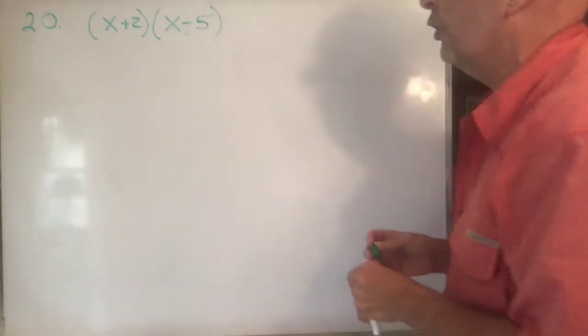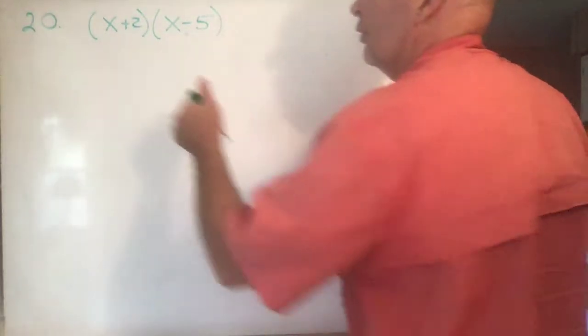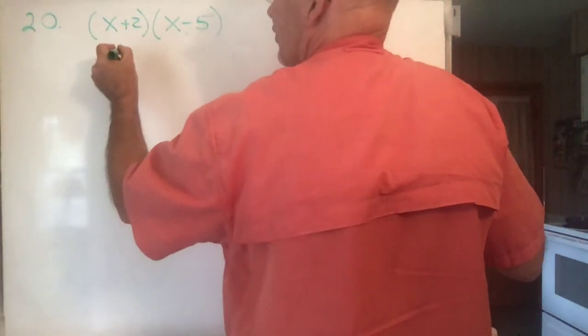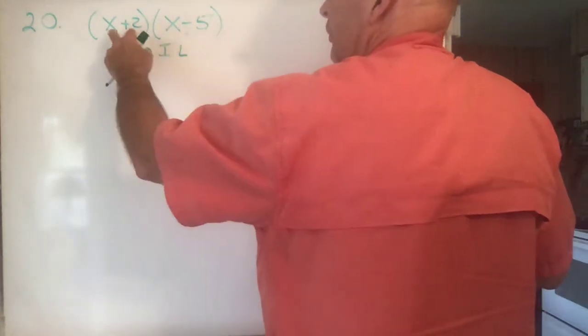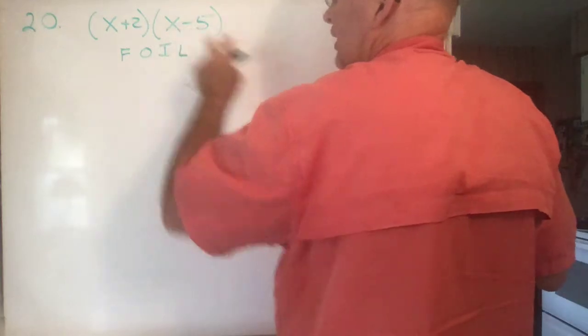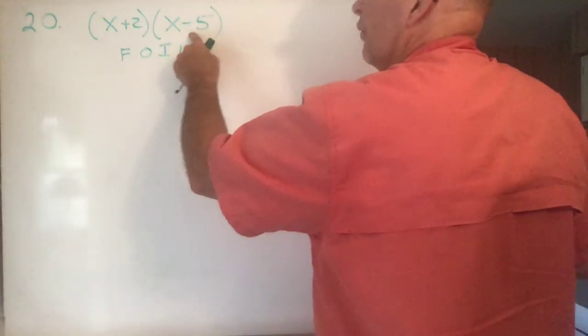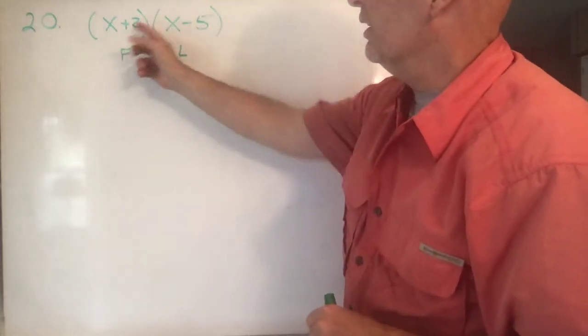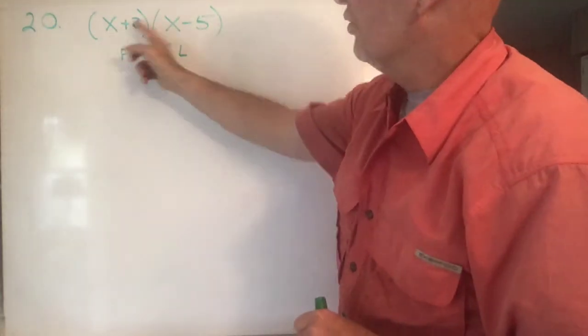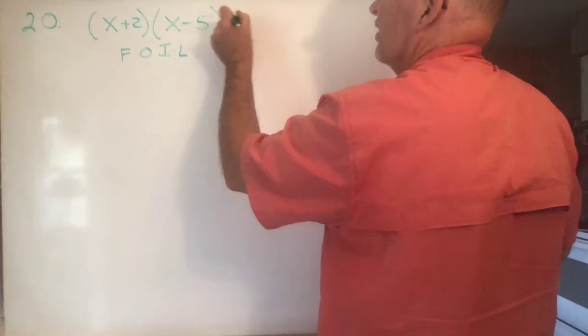You use the FOIL method, and FOIL stands for first, outer, inner, last. Basically, we multiply each of those things by each of those things. That's all FOIL lets you do. There's no special order to do them. You just have to multiply each of these by each of these. So x times x is x squared.